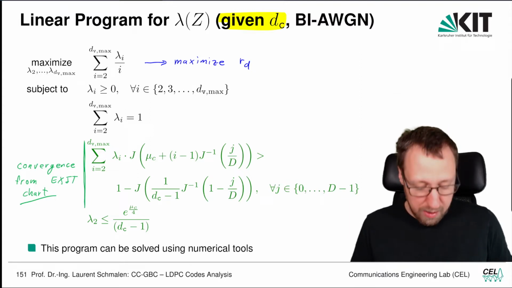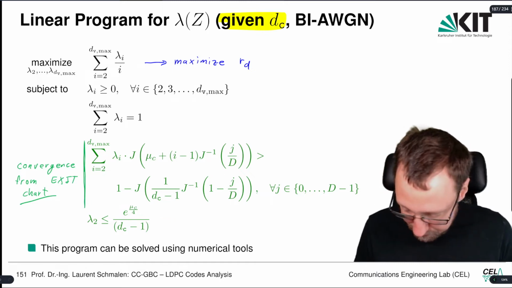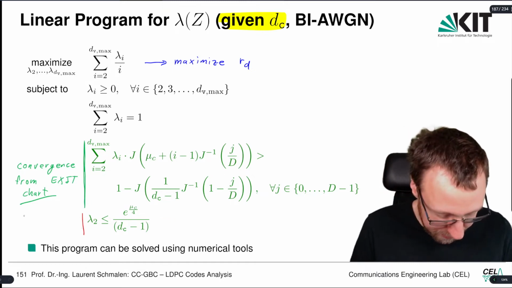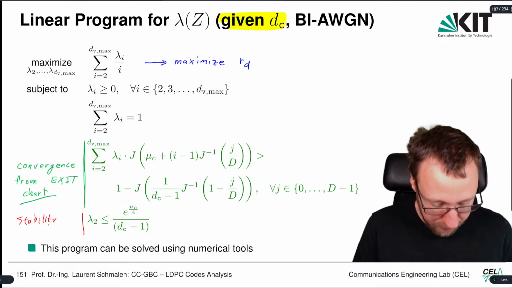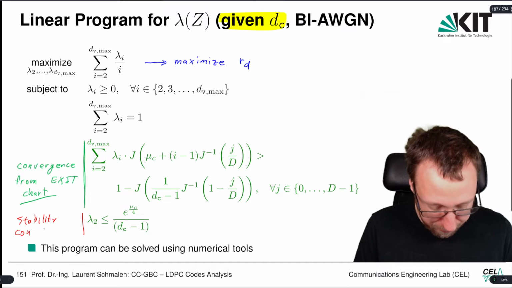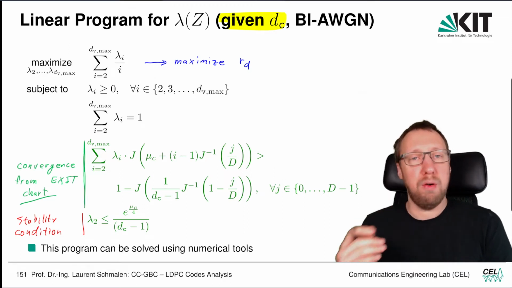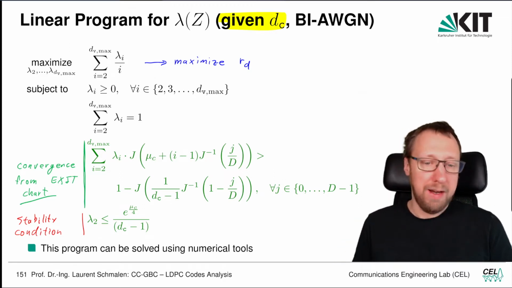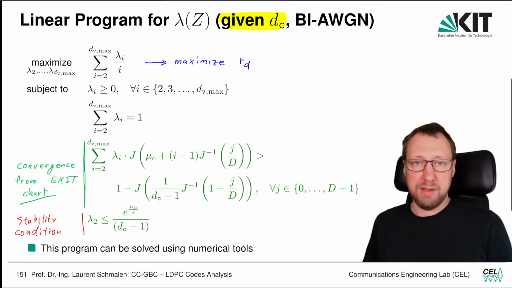And then we have the stability condition. That's the last one. This is the stability condition. So here we plug it in for the binary-input AWGN channel. So lambda 2 must be smaller or equal than e to the power mu divided by 4, divided by dc minus 1. And we can solve this problem using numerical tools.